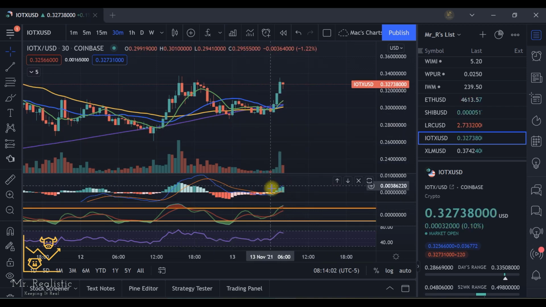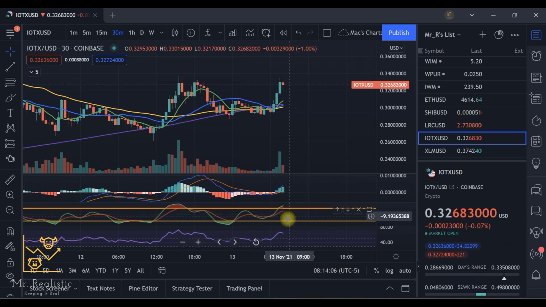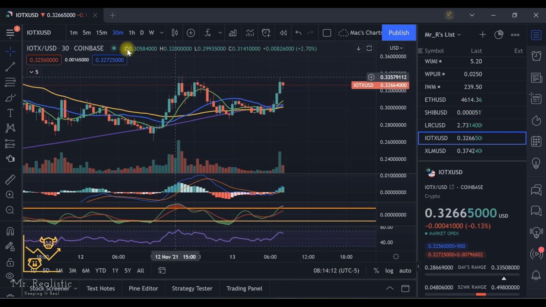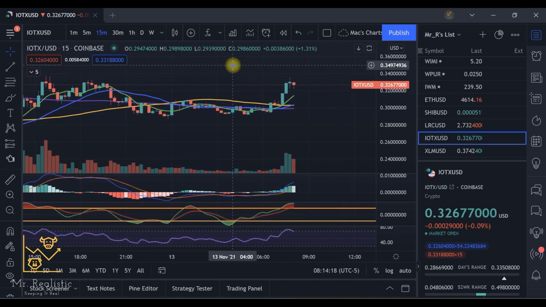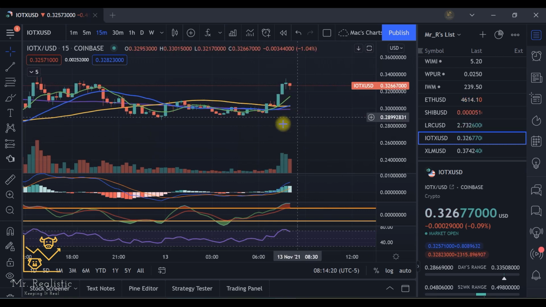Notice the MACD is turning up as well. Stock meter right here is going up as well. All right, so each one of these candles is 30 minutes, so it's going to take a little bit for this one, a couple hours probably. But it's in the works too. So today's definitely going to be a good day for IOTX based on these.